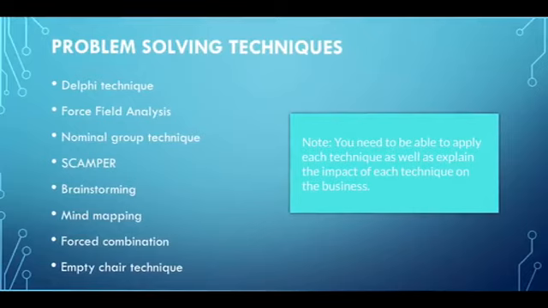In our next lesson, we will look at the following problem-solving techniques. We will not just look at the application of each of the techniques, but we will look at the impact that each of these techniques has on the business. This is the list of problem-solving techniques that we will look at in lesson 2 of problem-solving and creative thinking. We will look at each technique in detail. I will use an example to show you how each technique is applied, and I will explain to you the impact of each of the techniques on the business.